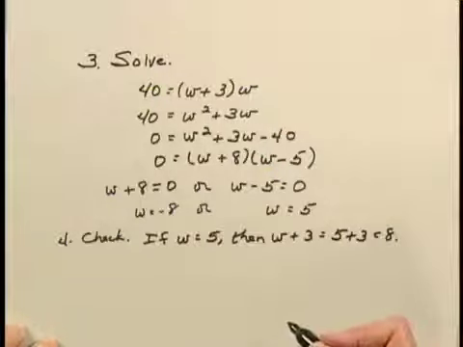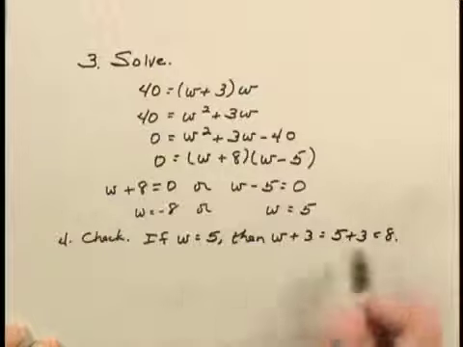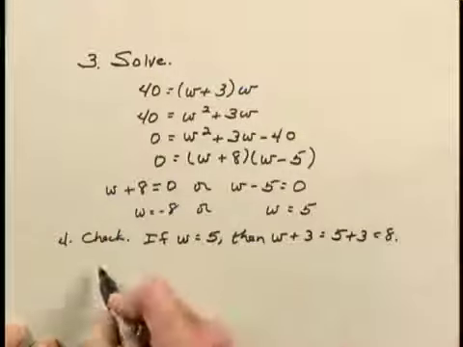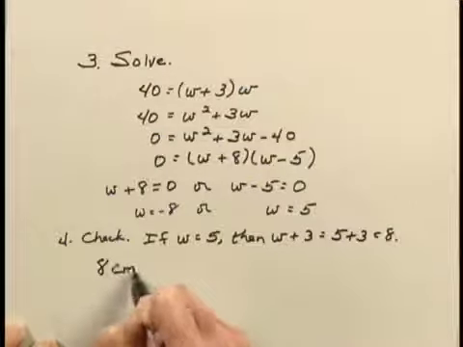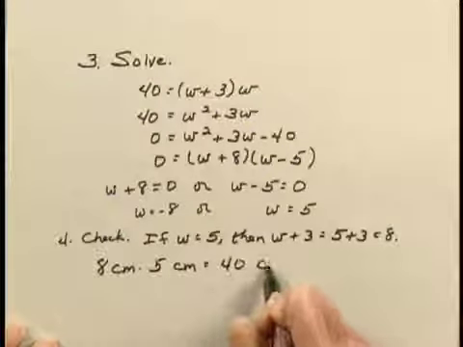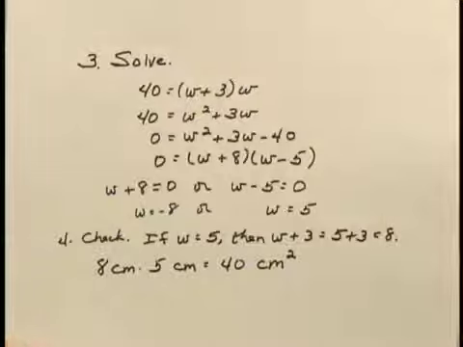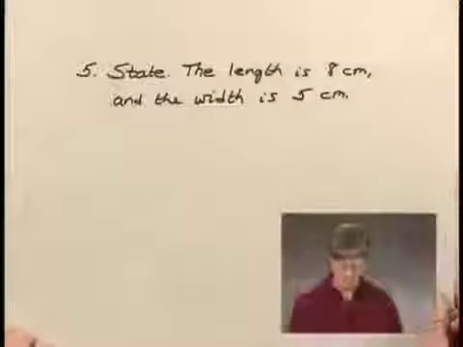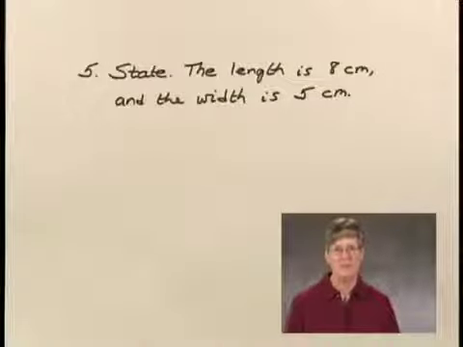So the next thing that we need to check is the area. Let's see if a photograph with dimensions 5 centimeters by 8 centimeters has the area that we're looking for. When we multiply 8 centimeters times 5 centimeters, we do get 40 square centimeters, which was the area of the photograph. So the numbers that we found here check, and we can go to the 5th step in the process and state the solution to the problem. The length is 8 centimeters, and the width is 5 centimeters.